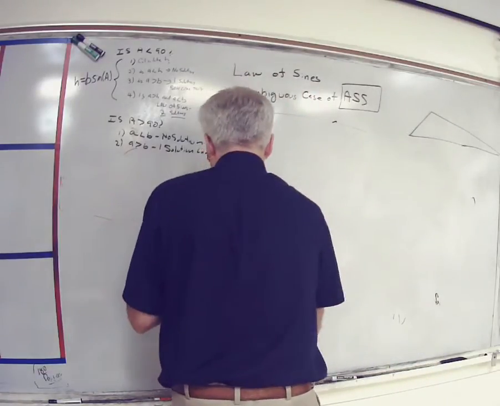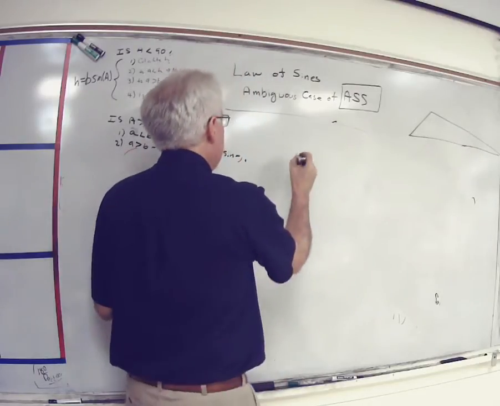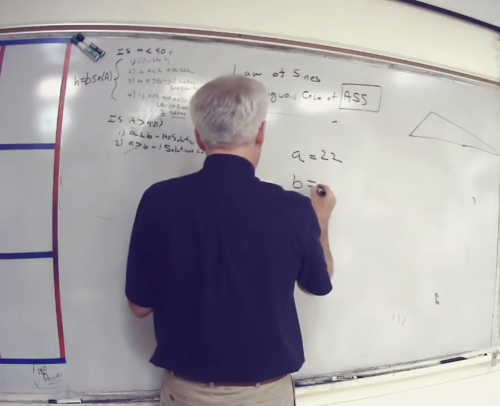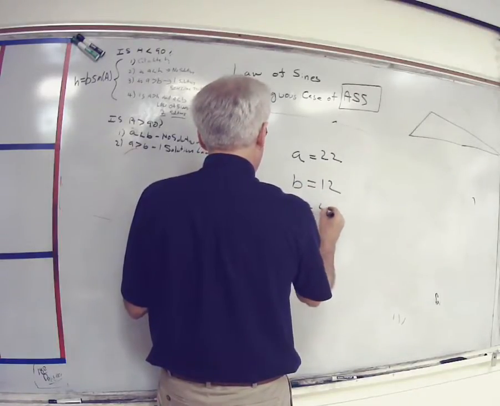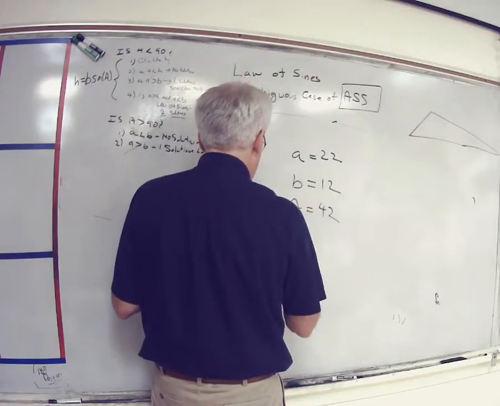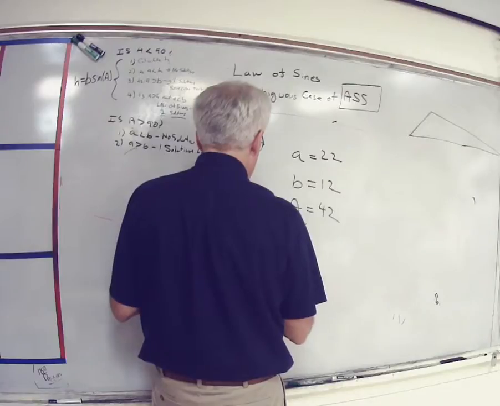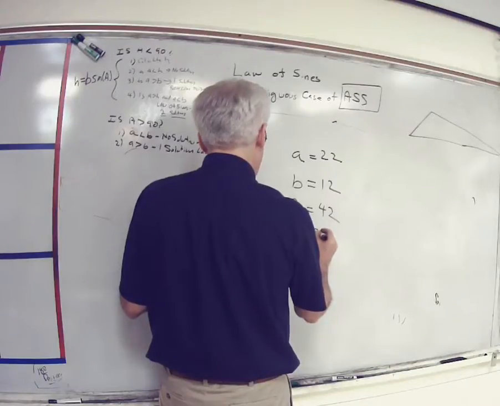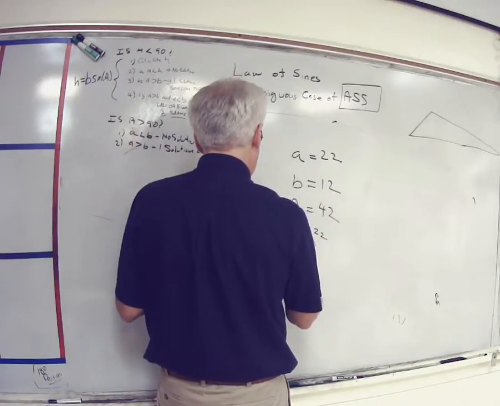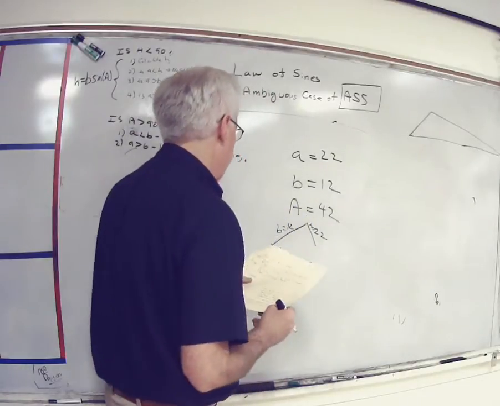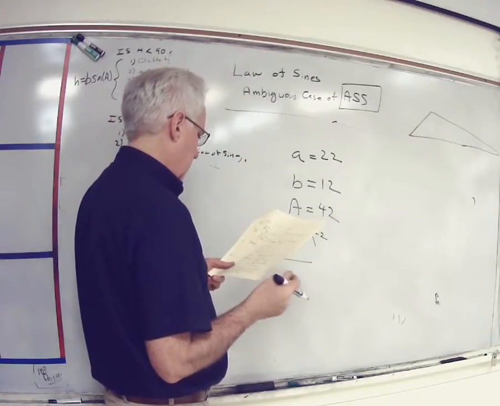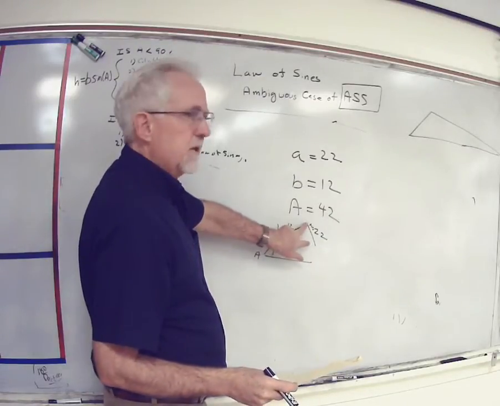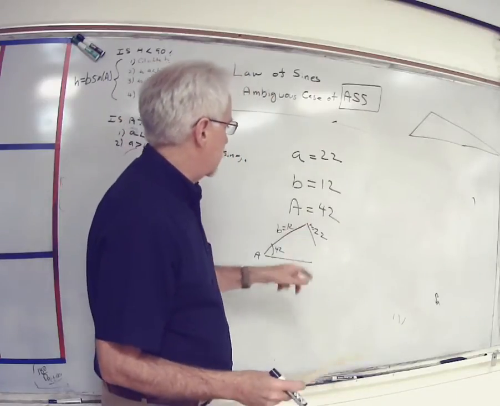Always draw your picture and always label it. So let's say that a is equal to 22, b is equal to 12, and A is equal to 42. So if I have A here as 42, and then I'm given little a out here as 22, and b is equal to 12. What's the first thing that I better figure out? I don't know, I just threw this out. It could be really long, it could be short. But what do I need to know?